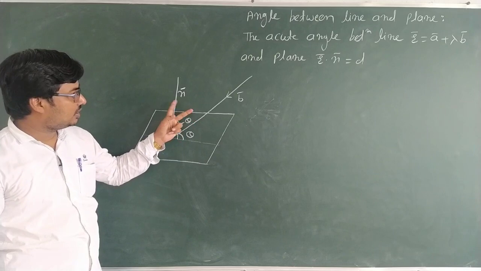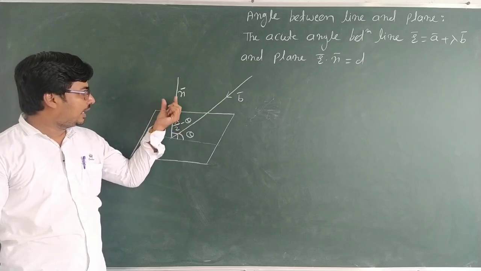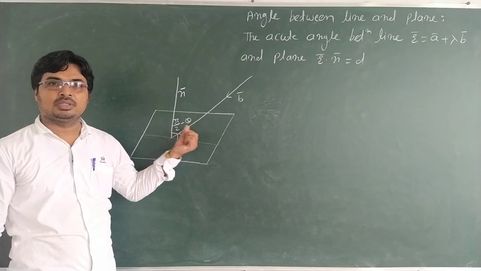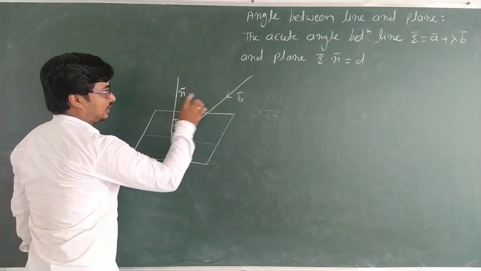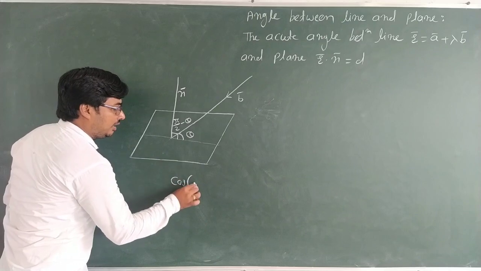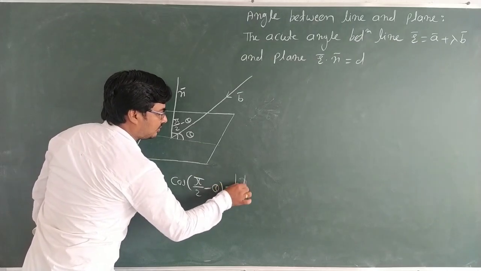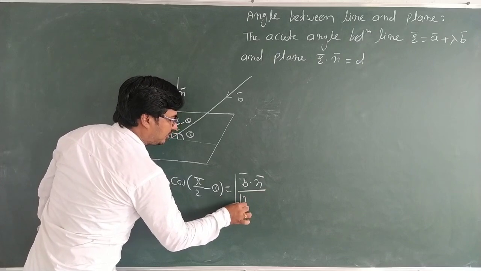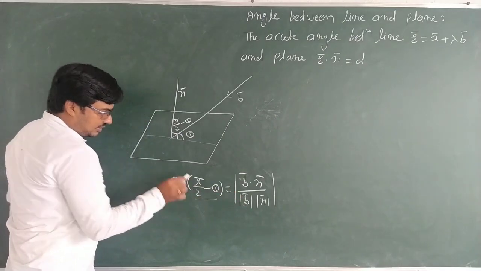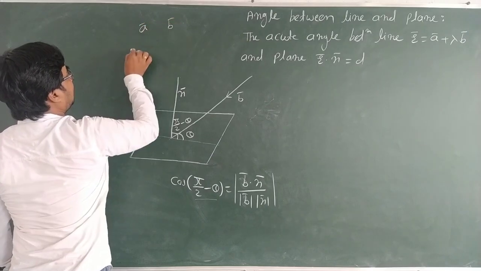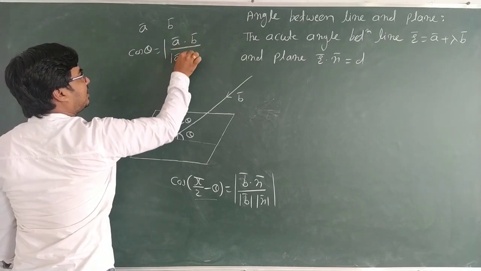So we first find the angle between line and normal. That means angle between b bar and n bar. Angle between b bar and n bar is in the form of pi by 2 minus theta, and from pi by 2 minus theta we get this theta. Cos of angle between b bar and n bar, pi by 2 minus theta, is equal to b bar dot n bar upon magnitude of b bar into magnitude of n bar. We know the angle between two vectors: when a bar and b bar are two vectors, then cos theta is equal to mod of a bar dot b bar upon magnitude of a bar into magnitude of b bar.